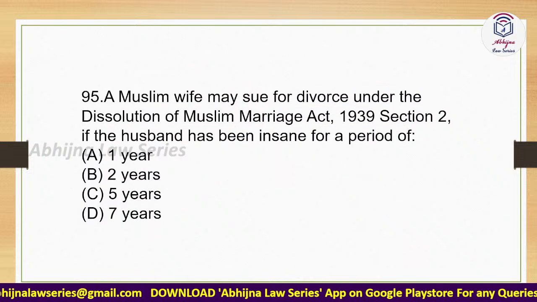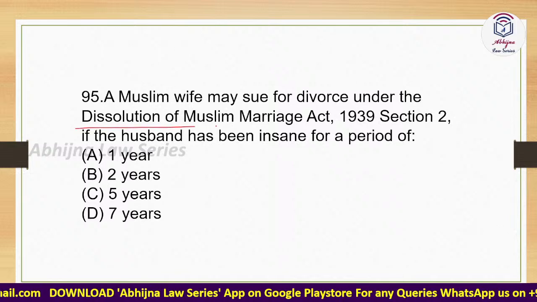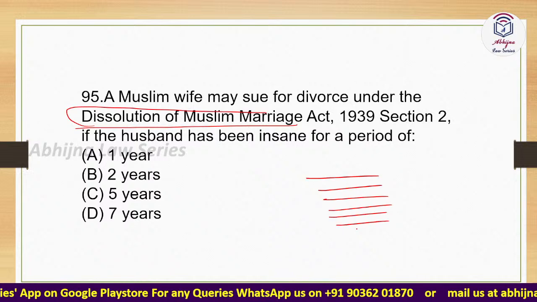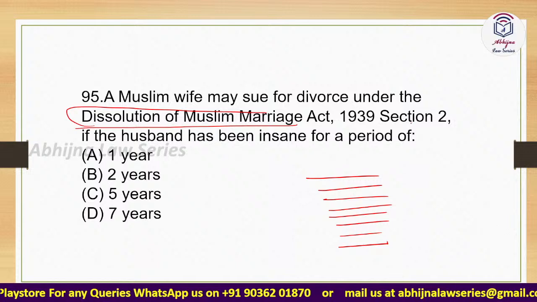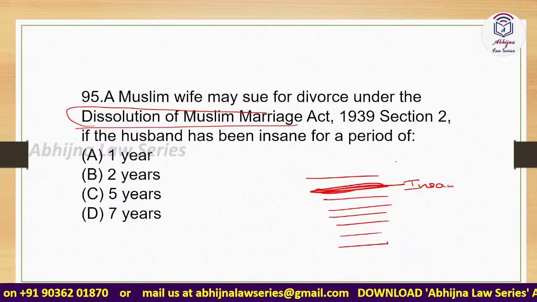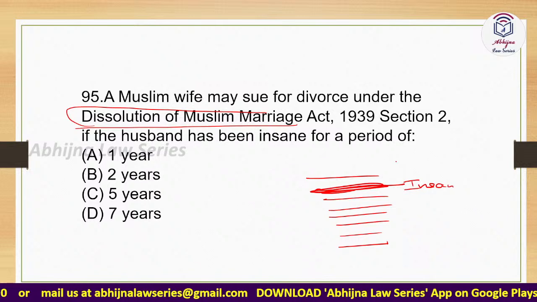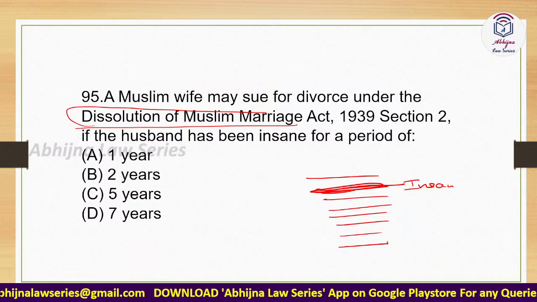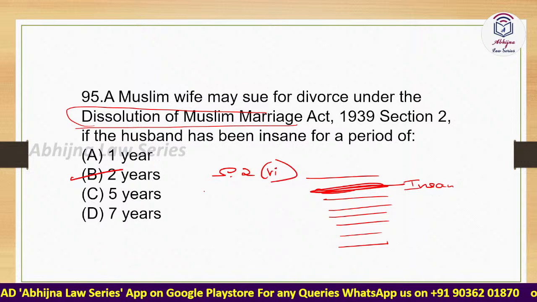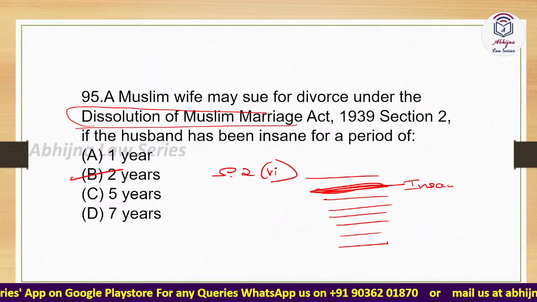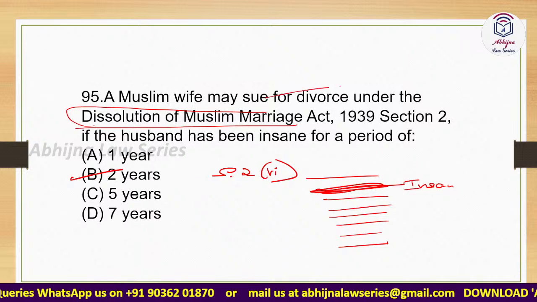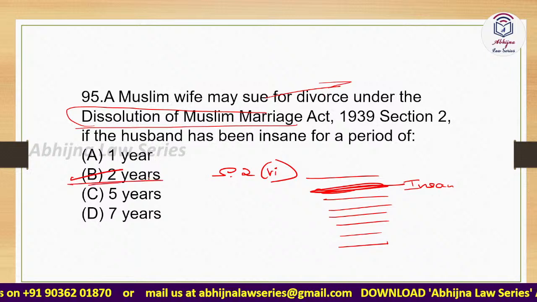Next question, a Muslim wife may sue for divorce under the Dissolution of Muslim Marriages Act. This act provides various grounds available to Muslim women to obtain divorce. One such condition is if her husband goes insane, for at least how many years? If he goes insane for a period of 2 years, as per section 2(6), the sixth ground, then she can seek divorce. That's a ground for divorce for a Muslim woman. Okay, 2B is the answer.